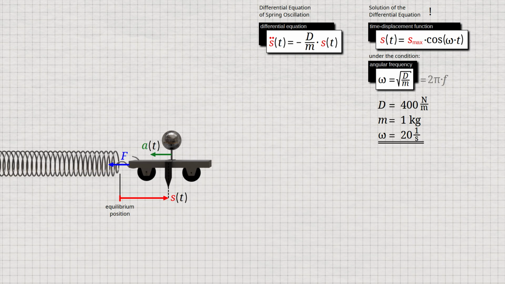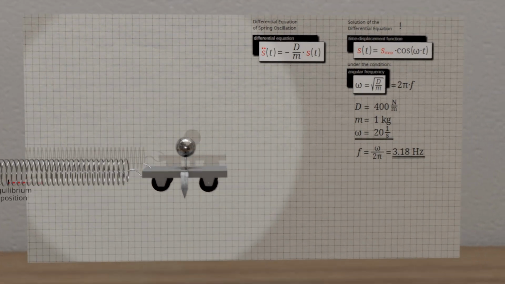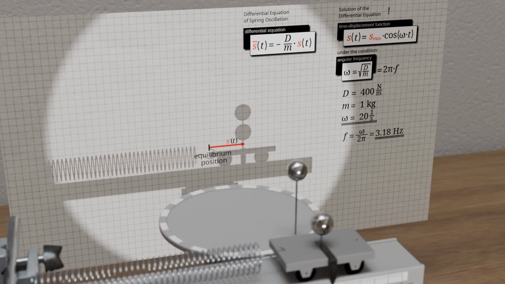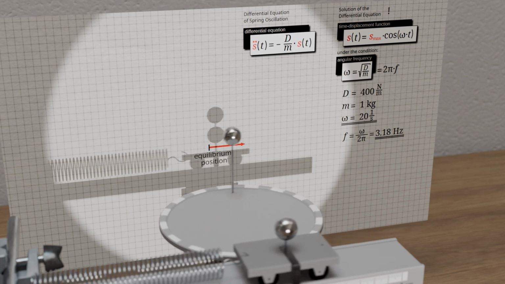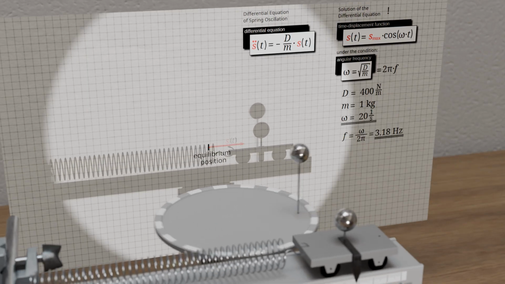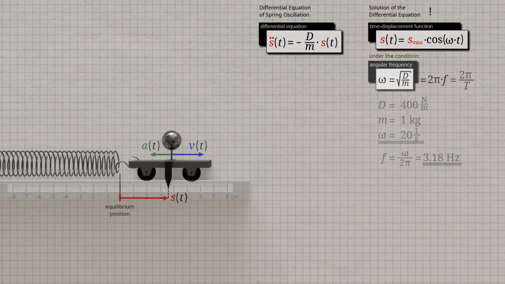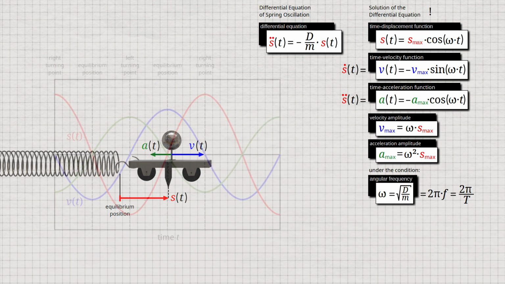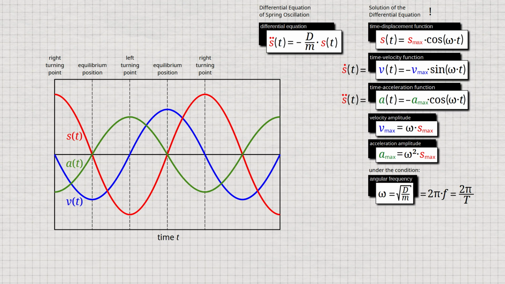This angular velocity corresponds to a rotational frequency of f equals 3.18 hertz, or 191 revolutions per minute. Under this condition, the projection of the circular motion and the motion of the oscillating spring pendulum are completely synchronized. Both motions can thus be described by the same function. As explained in detail in the video on the equations of motion for harmonic oscillations, the velocity and acceleration functions can be determined by taking the first and second derivatives of the displacement function, respectively. In this way, the indicated functions are obtained.